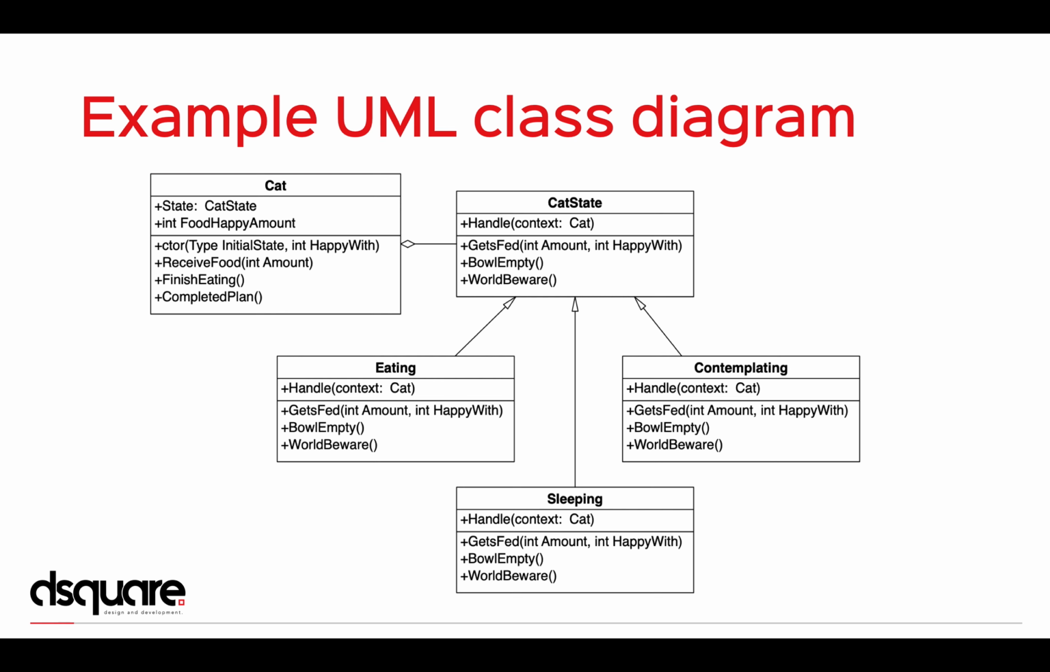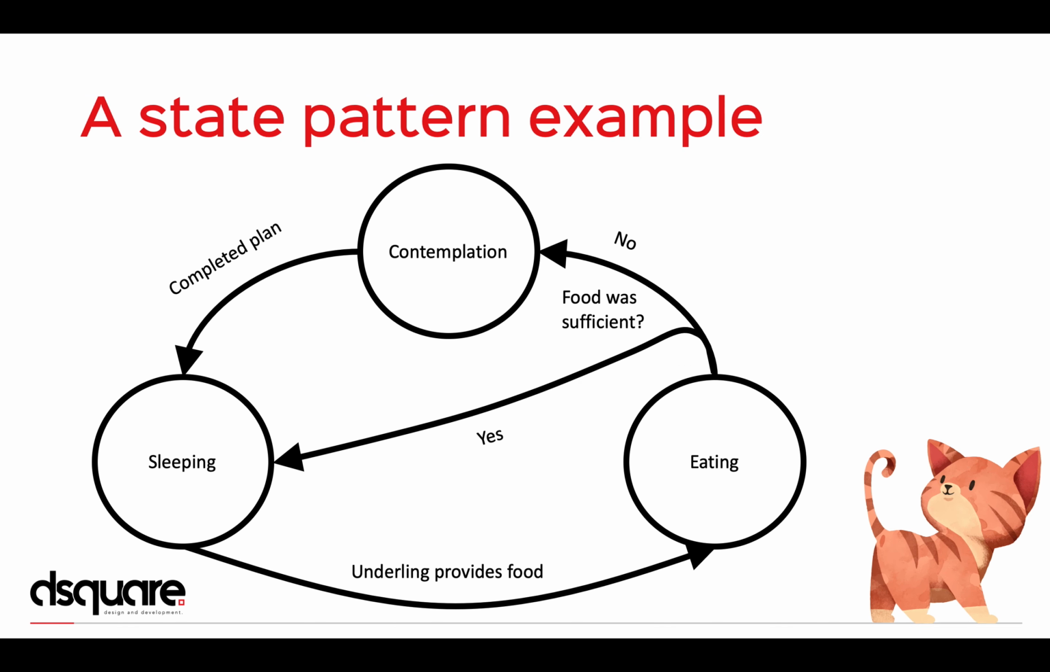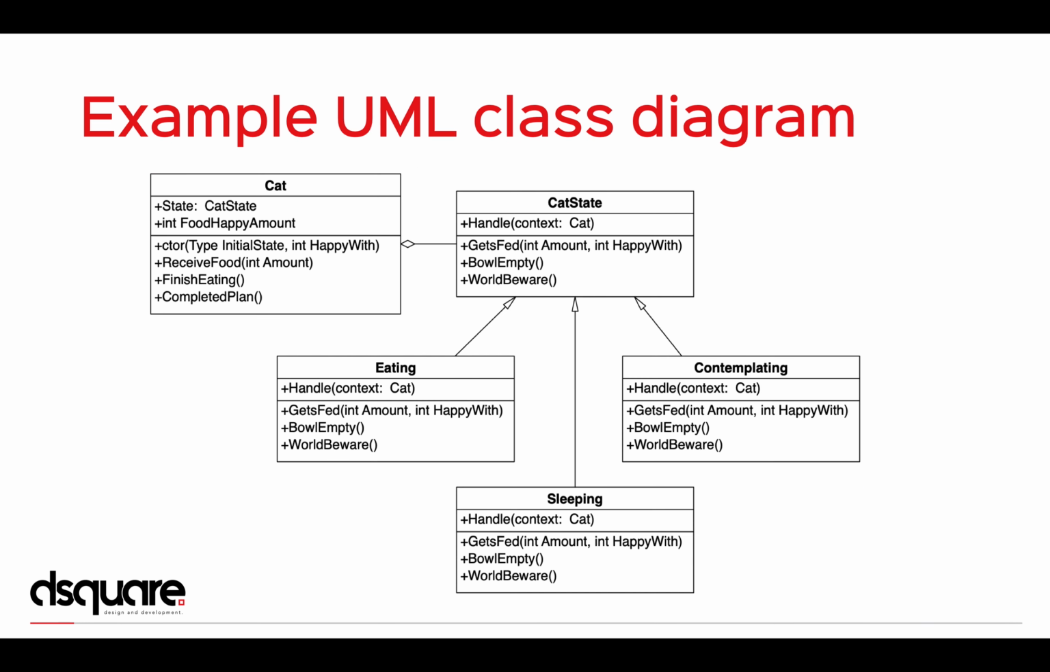Firstly, our context is now called cat, since the cat is going to be the entity that changes its state automatically. State base has now become cat state, and the two concrete states that we had have now become three concrete states, but they are named according to the states that we found the cat in. So either sleeping, contemplation, or eating. So the cat can be either in an eating, sleeping, or contemplating state.